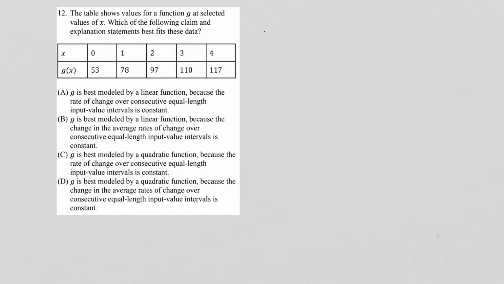Okay, number 12. The table shows values for a function. So there's x and there's g of x. Which of the following claims and explanations is correct? So I just look at it first. It goes from 53 and then up to 78 and 97. It's going up and up. They want to know, is it linear? These are 0 to 1, 1 to 2, 2 to 3, 3 to 4.